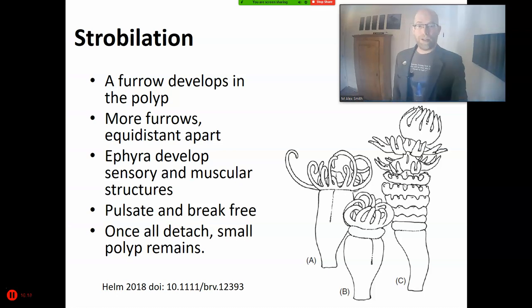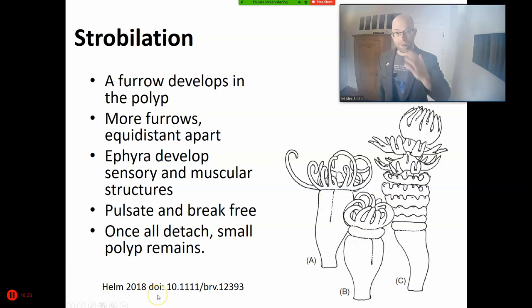So furrows develop here. I'll move my mouse across the screen. This is not a figure from your text, but it's one that I like, so you're seeing it here in the lectures. A furrow develops across the leading edge or the feeding edge of the polyp. More furrows develop, kind of equidistant apart. And then these ephyra, these tiny baby medusoids, develop sensory and muscular structures. They start to pulsate and they break free. And once they all detach, this small polyp remains.